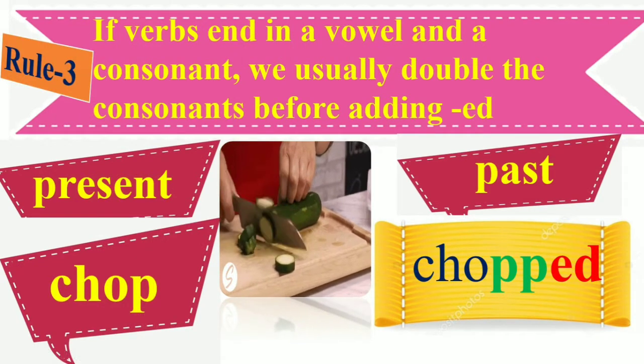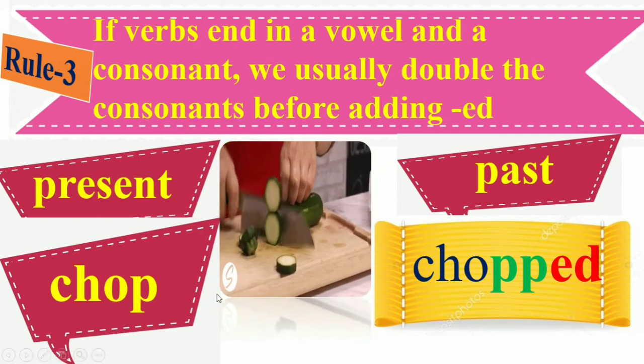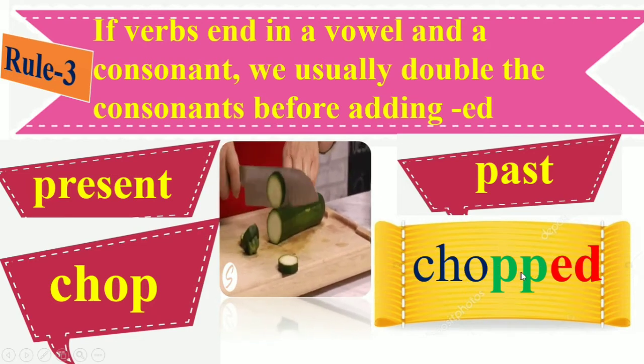Now this is rule number 3. This is very important. Look at the screen. If verbs end in a vowel and a consonant, we usually double the consonant before adding ed. Chop is our verb. Look here, we have got the vowel before the consonant. Okay, so it is ending like consonant, then vowel, then consonant, a sandwich structure. So we have doubled the last consonant, C-H-O-P-P, and we have added ed to make it past.